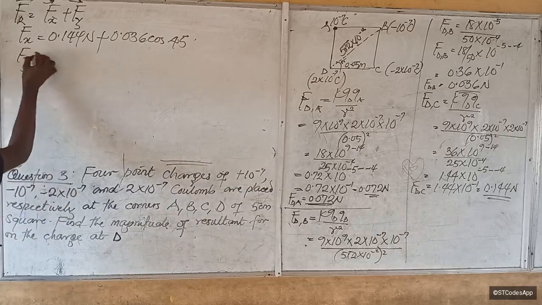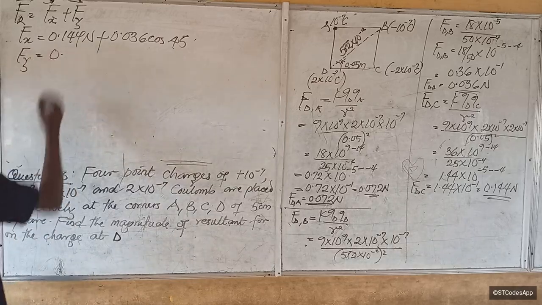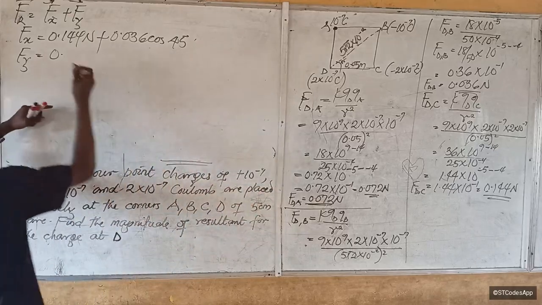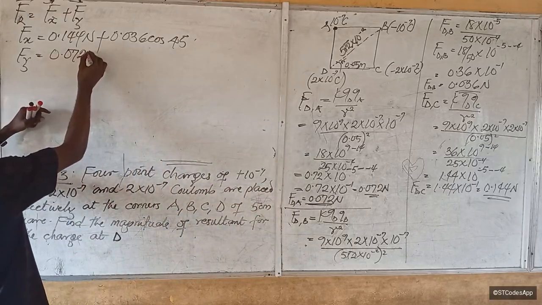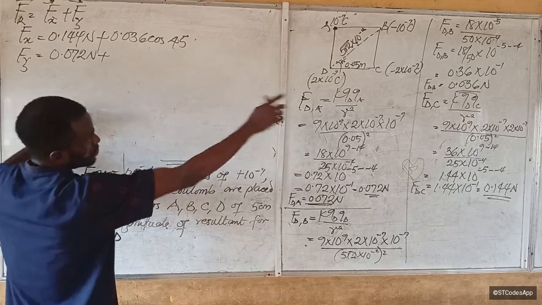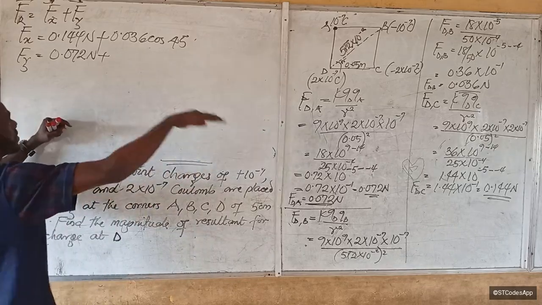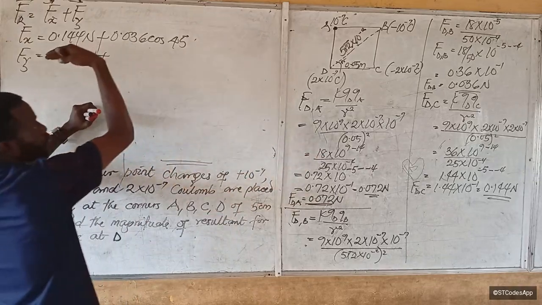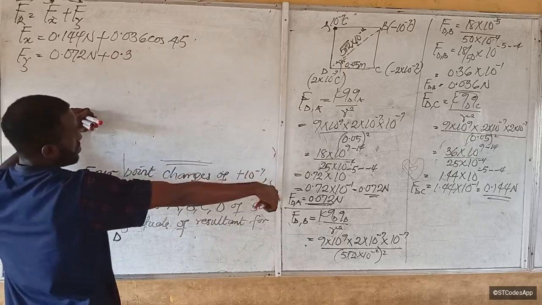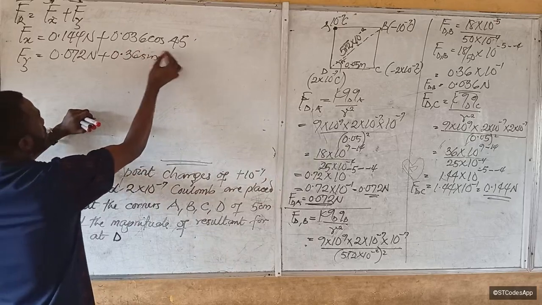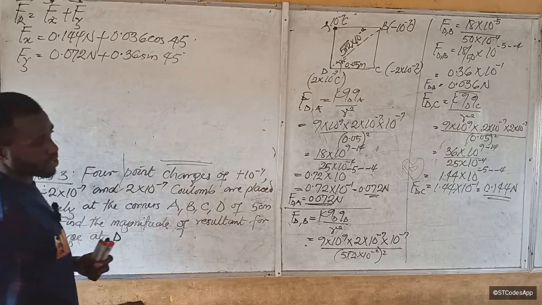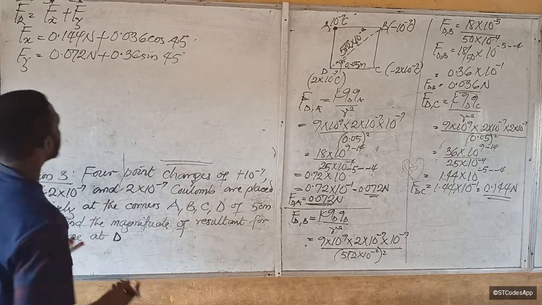Then the summation of forces on y-axis. On y-axis, FDA is exactly on y-axis. That will be 0.072 Newton plus 0. FDC is 0 because it's only on x-axis. Then FDB, we will resolve it by opening the angle. That will be FDB 0.036 sine 45. Sine 45 and cos 45 are the same, so that is 1 over root 2. That will be root 2 over 2.